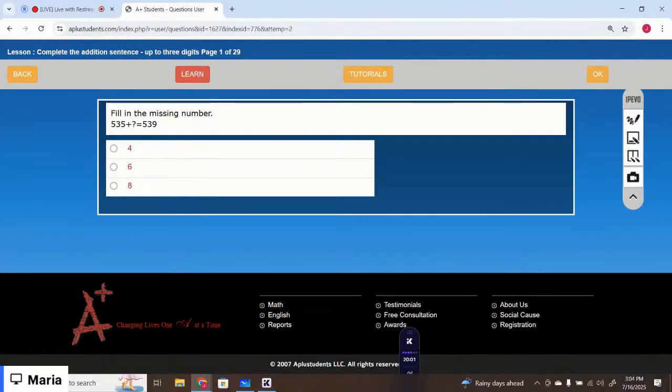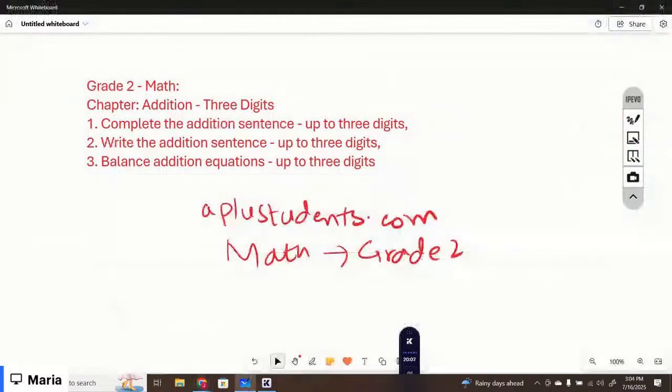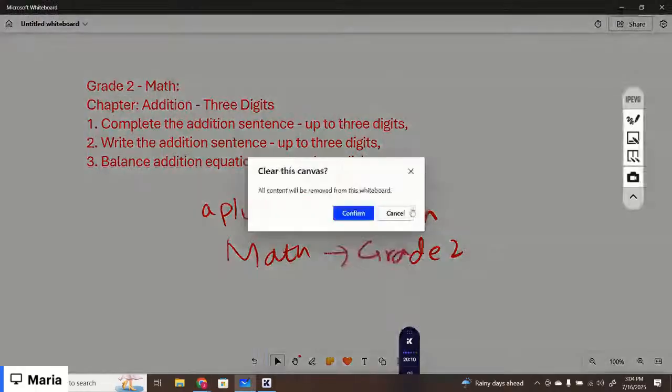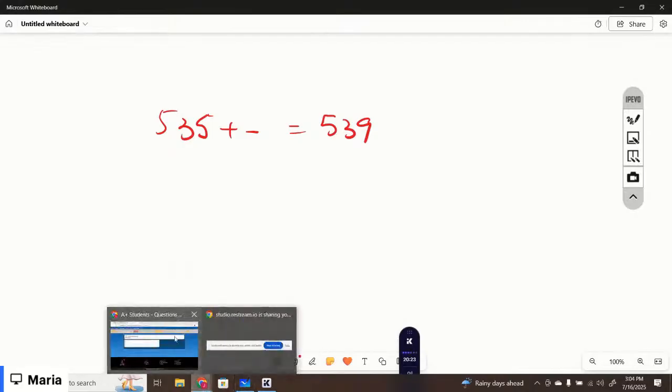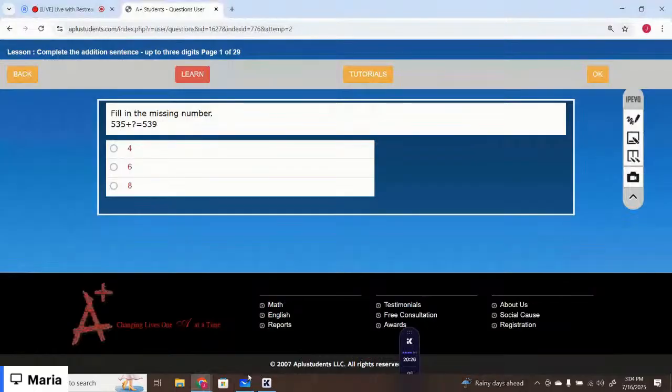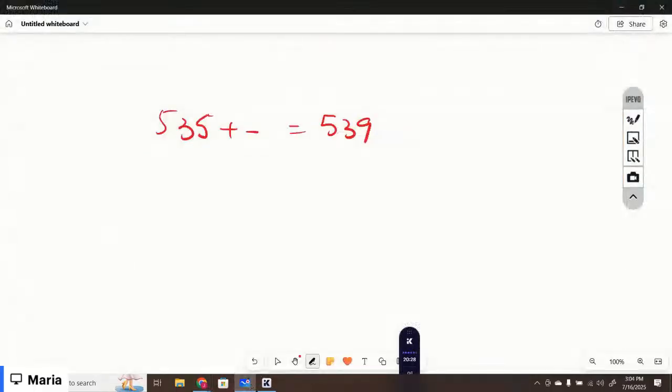Fill in the missing number: 535 plus what number makes 539. Let me just use the pen because this is not working. Okay, 535 plus the missing number equals 539. Now we are given options, right? We can use these options: 4, 6, and 8. I'm going to start with the very first option, 535 plus 4, which is 539. That is the correct option.